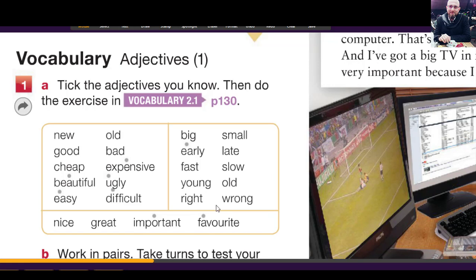So here we have some adjectives. Read the adjectives and tick the word you understand. This is number one. Read: new, old, good, bad, cheap, expensive, beautiful, ugly, easy, difficult, nice, great, important, favorite, big, small, early, late, fast, slow, young, old, right, wrong. Okay. After you finish, we can go to page 130, vocabulary 2.1.